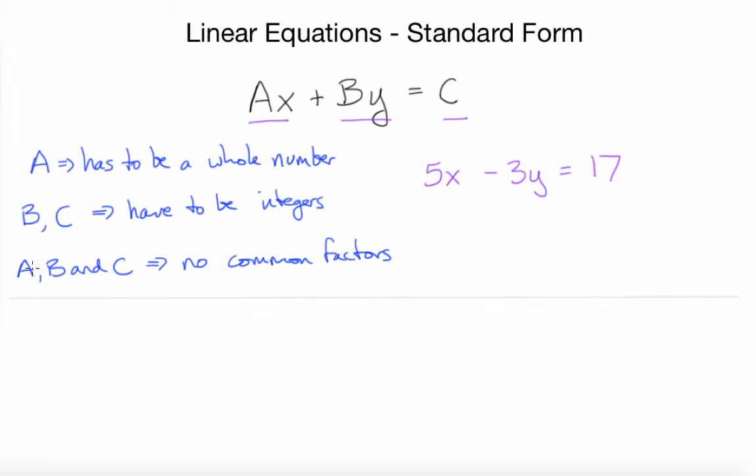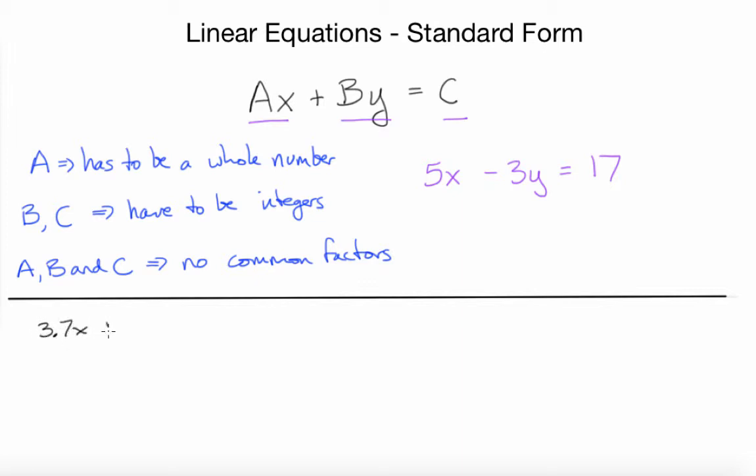So let me switch to black line. I want to line that out here. Okay. So here are some examples that are not in standard form. So if we have 3.7x plus 4.5y equals 11, that is not in standard form. We've got decimals going on. So I'd have to multiply both sides. I have to do some rearranging here to get all whole numbers or integers. So nope, I'm not liking that example.